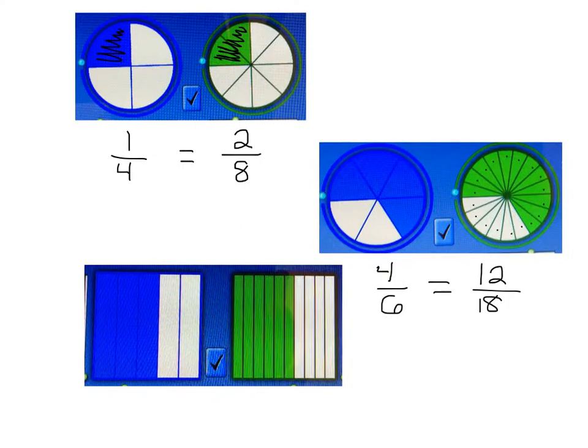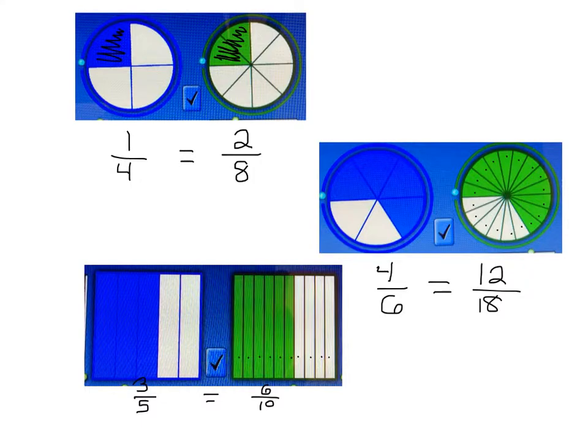Now here on the bottom, on the left, we have 3/5. 3 out of 5 are shaded, and then on the right we have 1, 2, 3, 4, 5, 6 shaded out of 7, 8, 9, 10 all together. And 3/5 is equal or equivalent to 6/10 because they're both shaded the same.